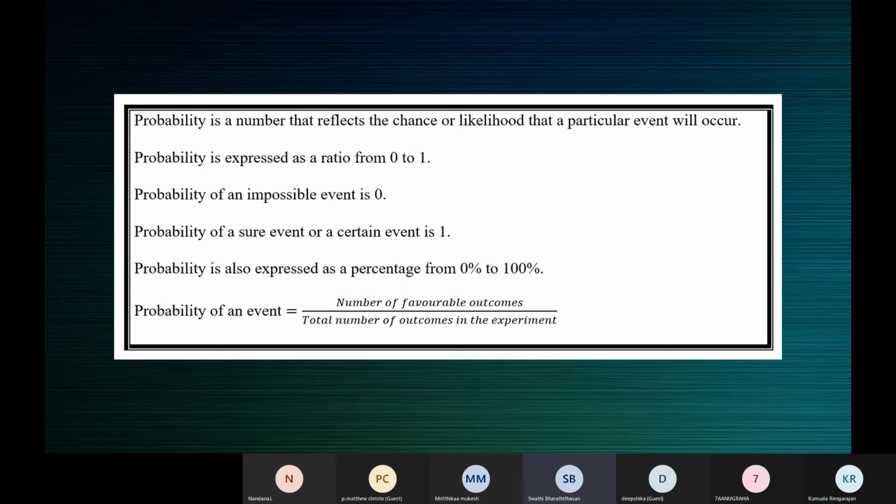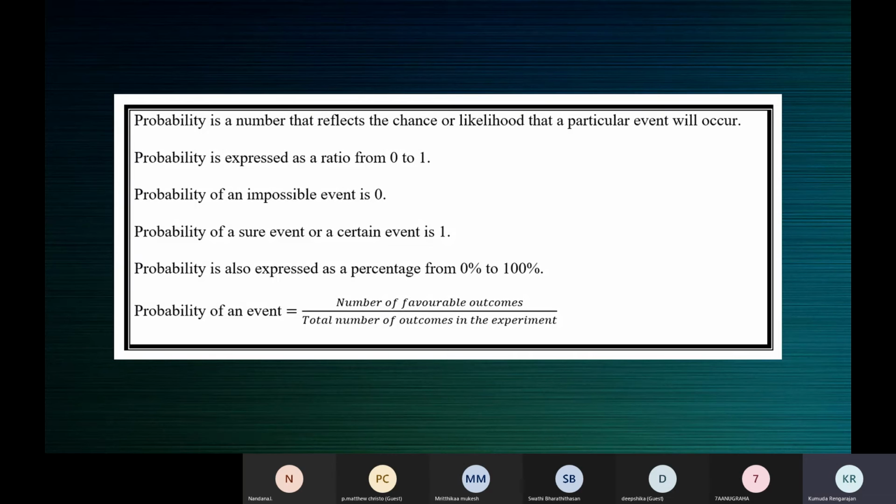And the sun rises in the west. Probability is 0. It will never happen. If an event can never happen, the probability is 0. If the event is sure to happen, it's certain to happen, 100% it will happen, then the probability is 1. The probability of an impossible event is something that cannot happen.